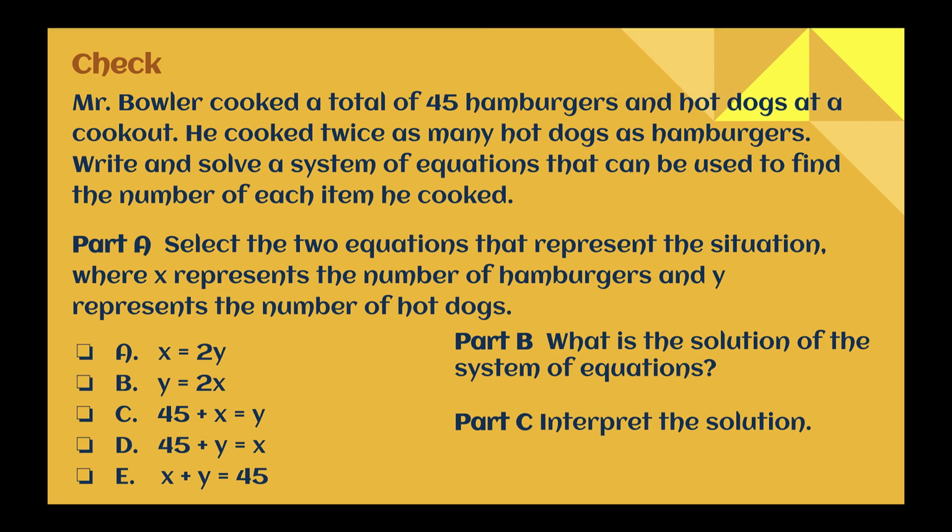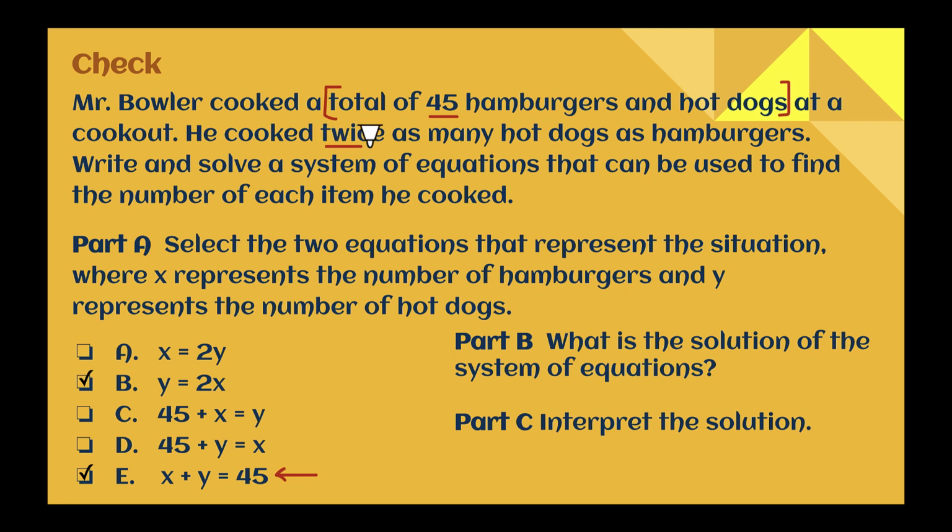Check your answer. First, the 2 equations for hamburgers and hot dogs. You should have picked B and E. So first, there's a total of 45 hamburgers and hot dogs. So if we combine the 2 together, there are 45 items. That's what it's saying down here in E. Hamburgers plus hot dogs is 45.